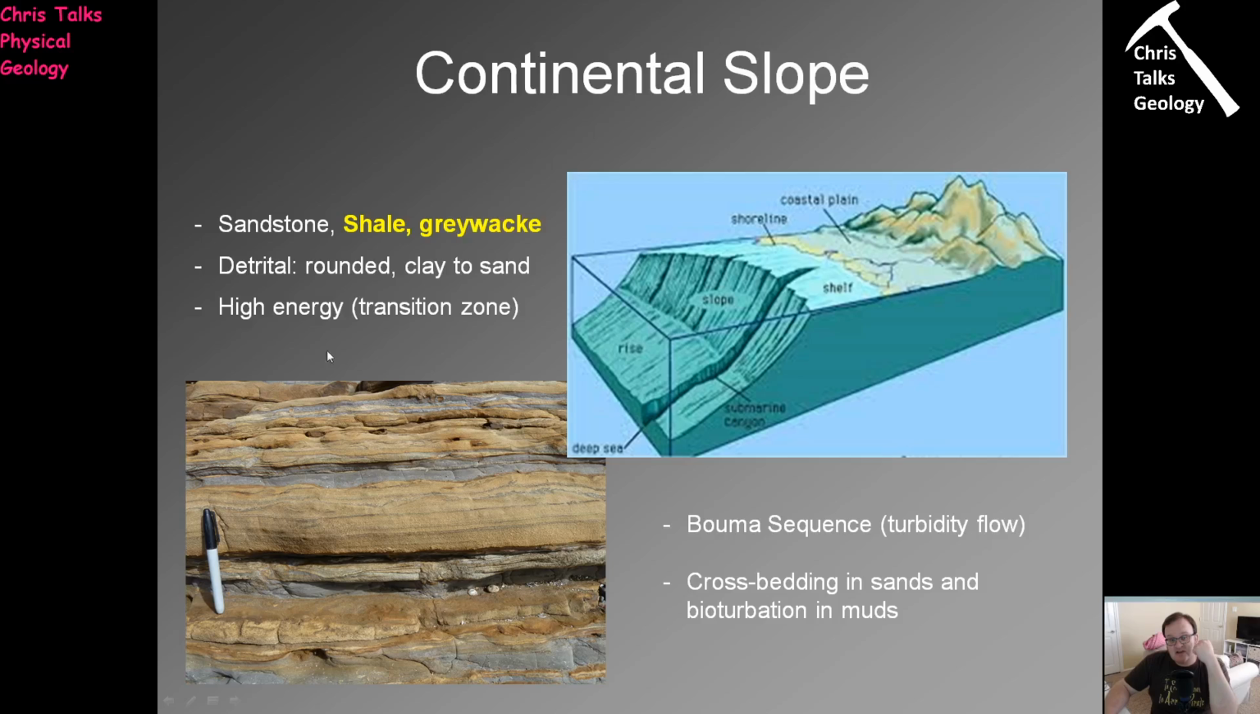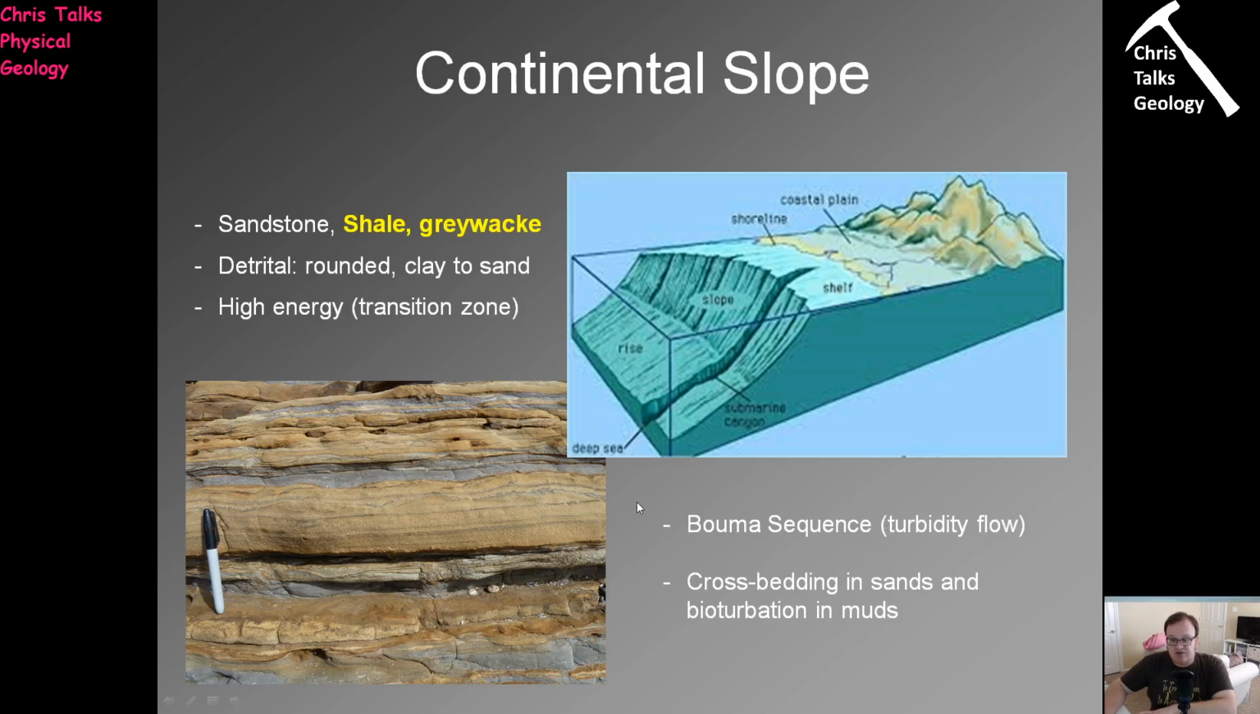And they are actually going to be quite high energy sediments, because when one of these underwater landslides occurs, now these underwater landslides are given a special term. They are called a turbidity flow or a turbidity current. When one of these turbidity flows occurs, they are actually quite energetic, and they will deposit a sequence of rocks which is given a very special name. It's called a Bouma sequence.